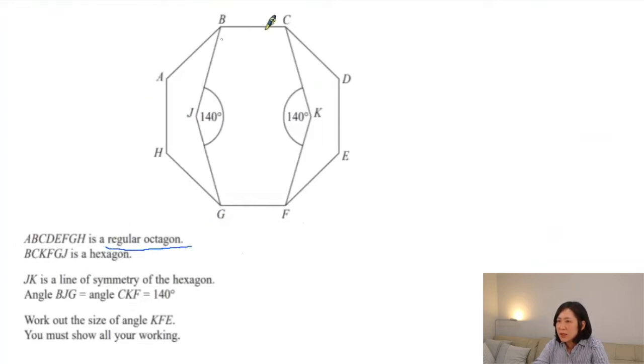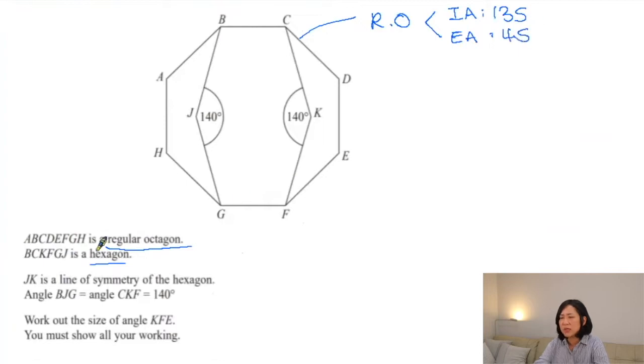So as you can see, we've got a big regular octagon outside. Then there is another shape inside, and this is the hexagon, right? The octagon outside is regular, but the hexagon inside is not regular. So let's write down the information. The regular octagon has an interior angle of 135 and an exterior angle of 45, but the hexagon is irregular, so we can't write down that information.